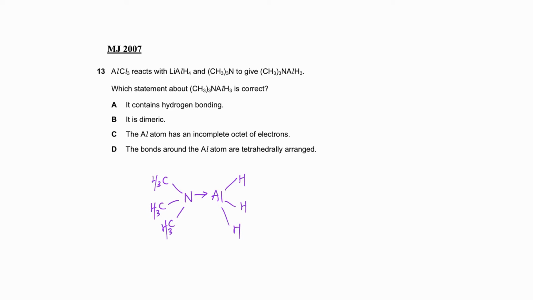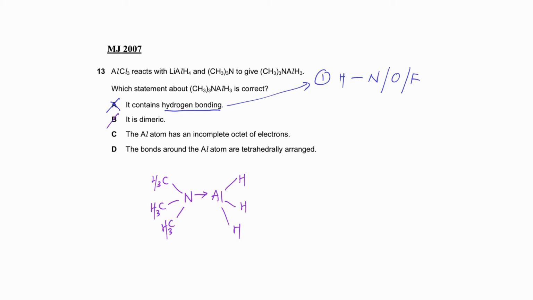So A is wrong because the requirement to form a hydrogen bond is that the molecule must have H bonded to N, nitrogen atom, or O, oxygen atom, or F, fluorine atom. Here we do not have hydrogen bonded to N, O or F, and these hydrogen atoms are bonded to carbon atoms. So therefore, there's no hydrogen bond in this molecule.